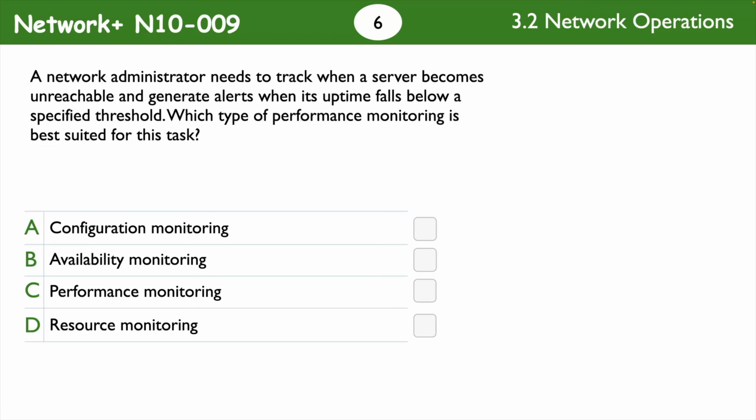All right, let's jump back to question 6. A network administrator needs to track when a server becomes unreachable and generate alerts when its uptime falls below a specific threshold. Which type of performance monitoring is best suited for this task? A, configuration monitoring, B, availability monitoring, C, performance monitoring, or D, resource monitoring? All right, go ahead and give yourself a few seconds. Try and figure this one out on your own.